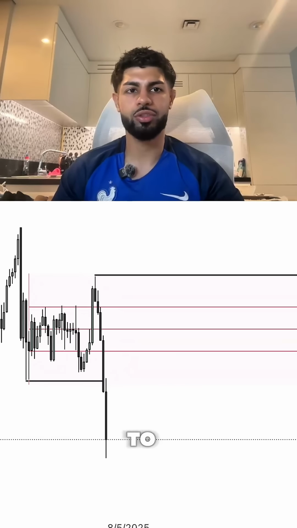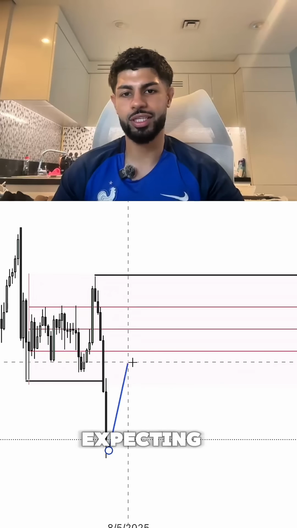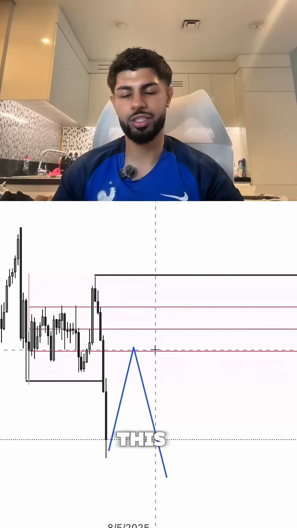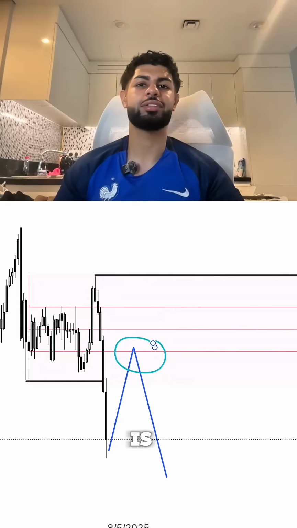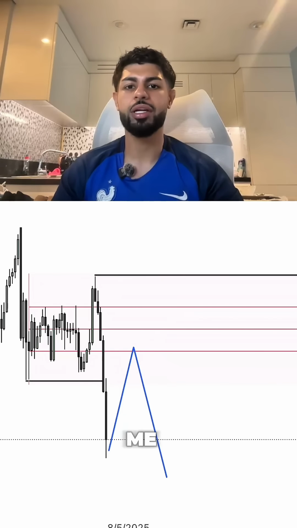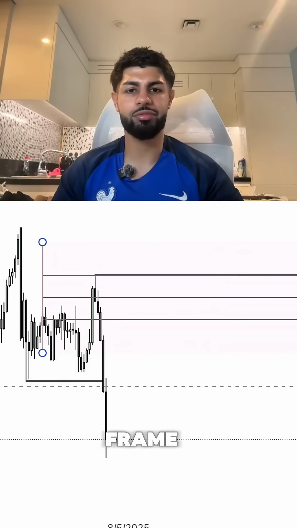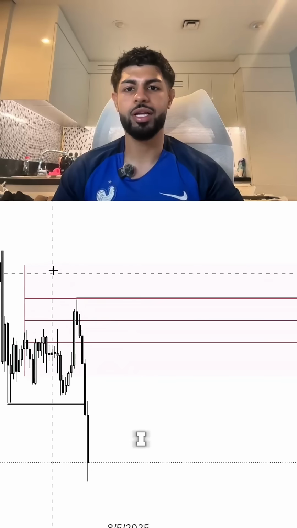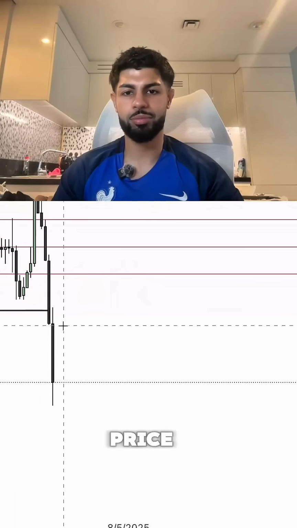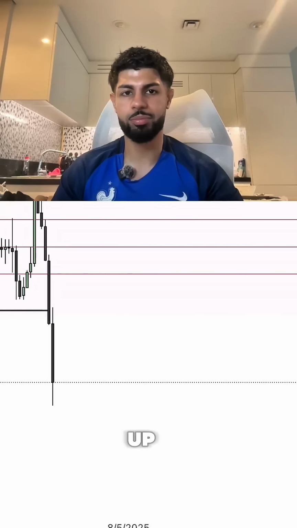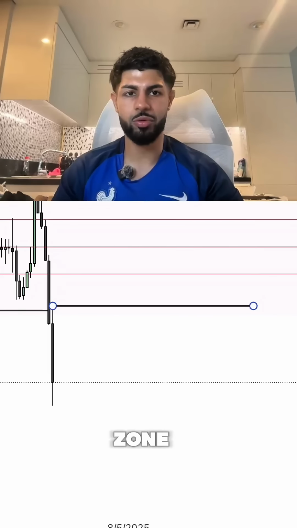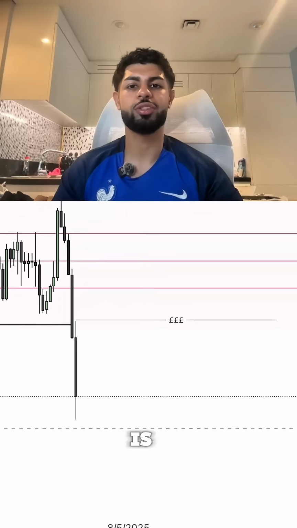Now, according to structure, I am expecting a lower high, lower low. So how can I catch this lower high here? This is my objective, and this is where I'm going to use the lower time frame to help me. But before I go to the lower time frame, I need one more step. I need to look at some form of liquidity. Can you see here? Price left the zone, price returned up, and then moved lower again. The first tap in your bearish zone that pushes price lower is always your liquidity.